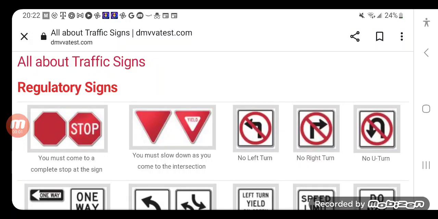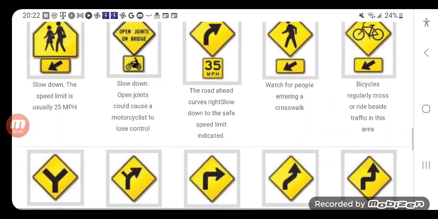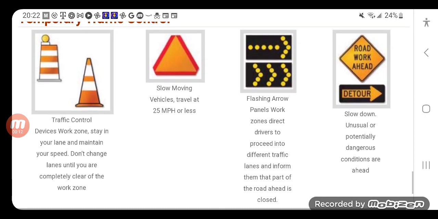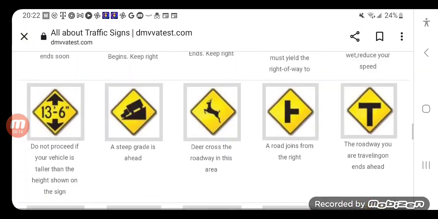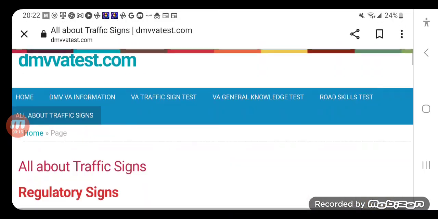Okay, we're talking about traffic signs, and there's three different types of signs: regulatory signs, warning signs, and temporary traffic control signs. You need to be aware of these when you're driving because they could save your life, okay?